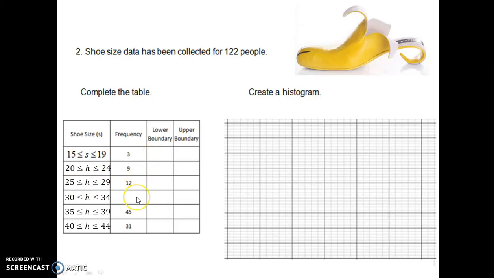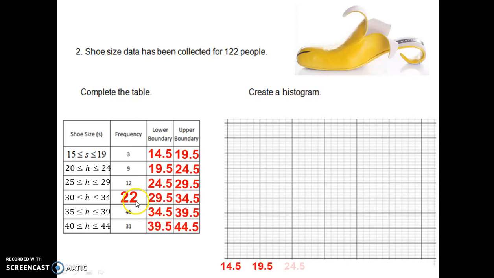And now, what should this number be? Hopefully you got 22 for this one. Again, we did 122 minus all the numbers you had to get the leftover value, and now fill in the rest. Check your answer, check your bars.